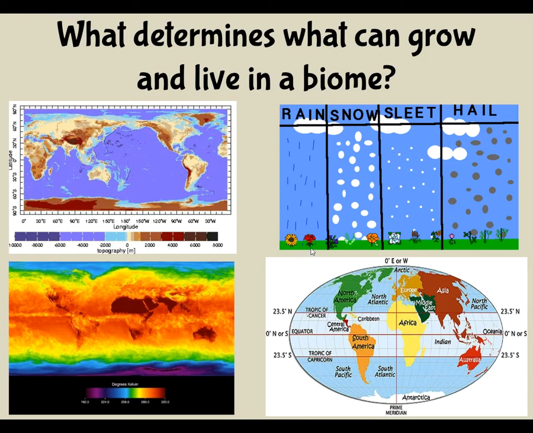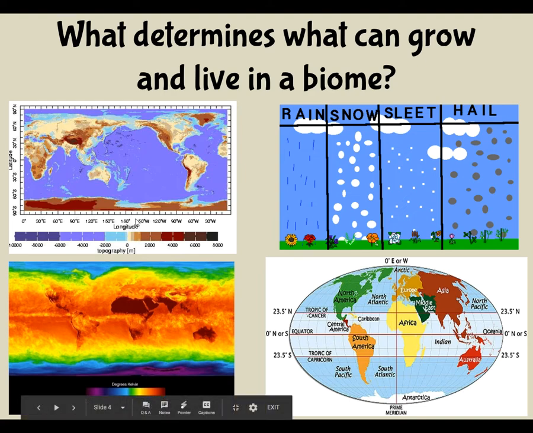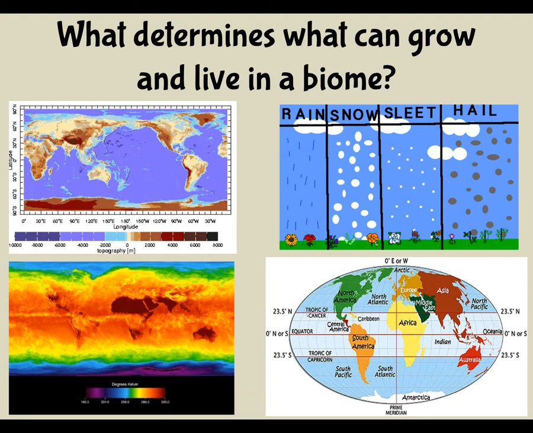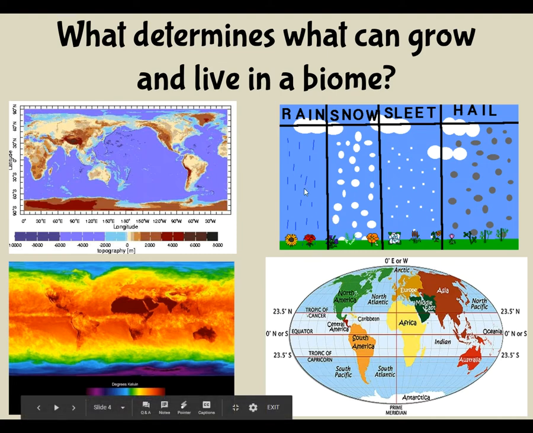All right. The question on this slide says, what determines what can grow and live in a biome? What determines what that biome can sustain as far as plants, animals, and all the other living things? And these 4 things. Take a second and see if you can figure out what each of these represents.